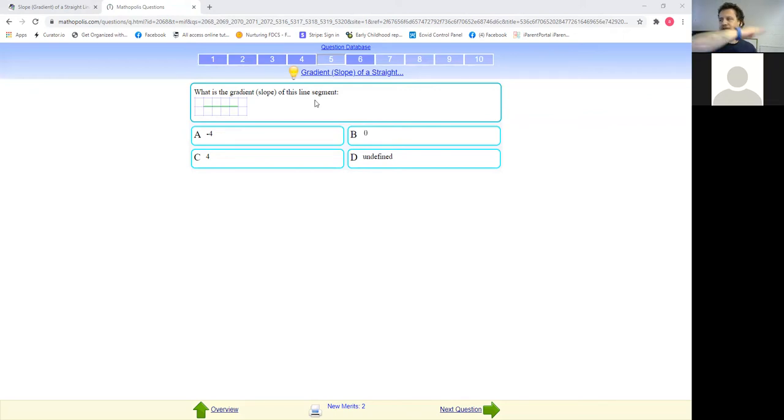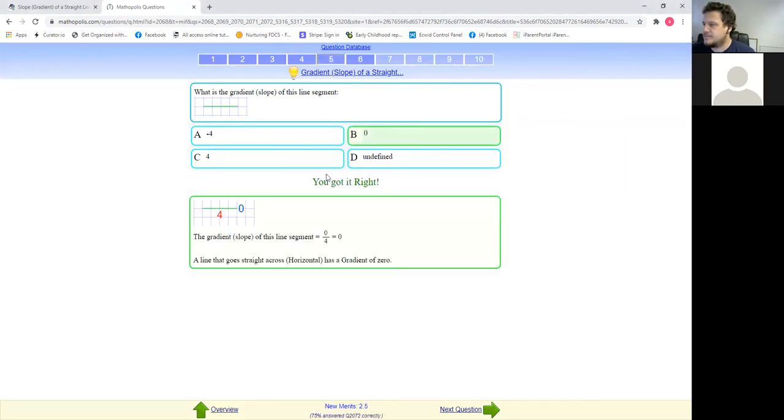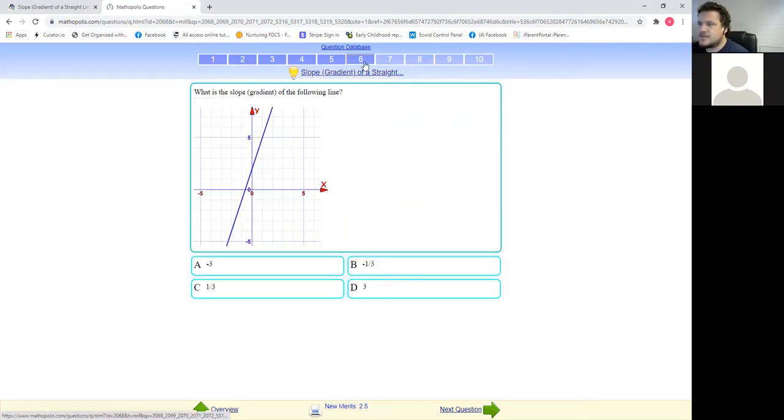So we remember that if it's going straight and there's no rise, it's 0. So there is no gradient, it's perfectly flat. This question should get a few of you tricked. I give everyone 1 minute to figure it out.